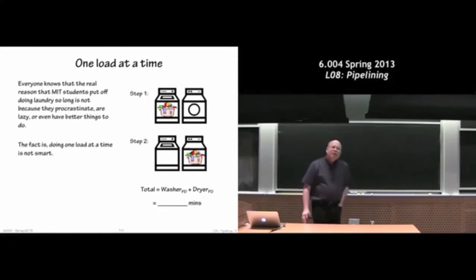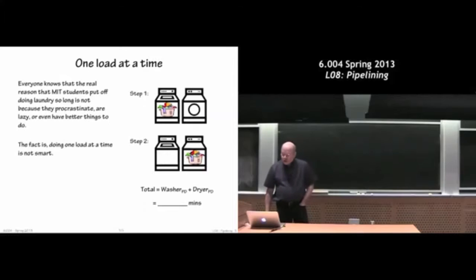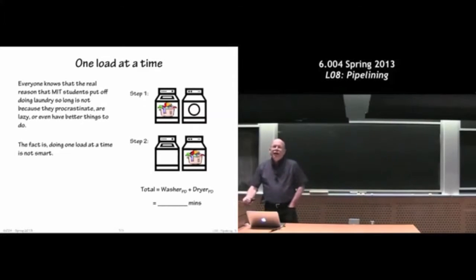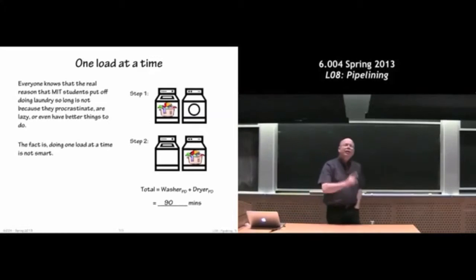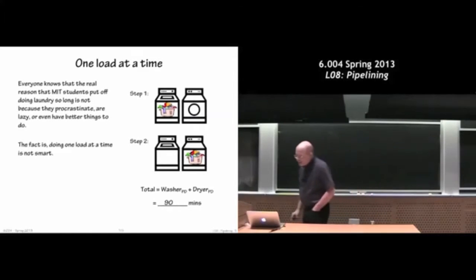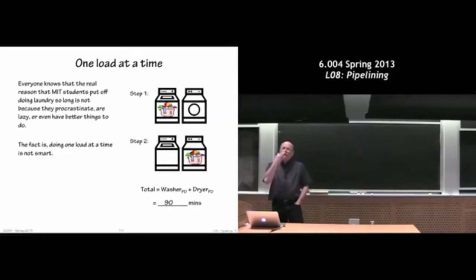Okay, so there's a reason why we at MIT put off doing laundry. And the reason is, of course, doing one load at a time isn't very smart, because first you stick it in the washing machine, and when it comes out, you stick it in the dryer. And you say, aha, how long does that take? And so what we're computing here is the total amount of time, which we're going to call the latency, it takes to process a particular input. So a particular load of laundry takes 30 minutes plus 60 minutes. So the propagation delay of the washer and the propagation delay of the dryer.